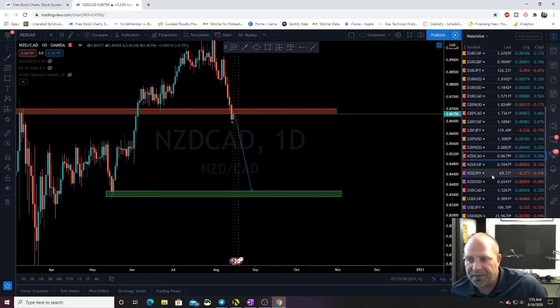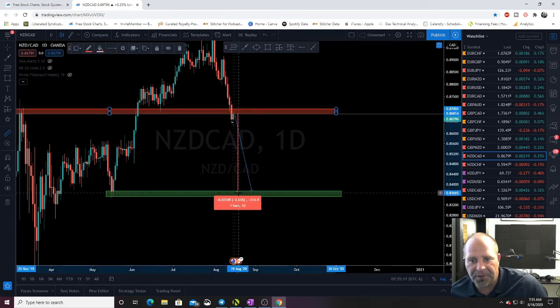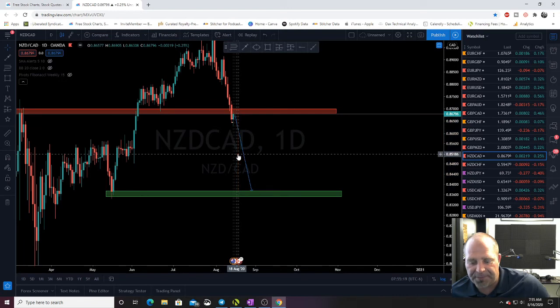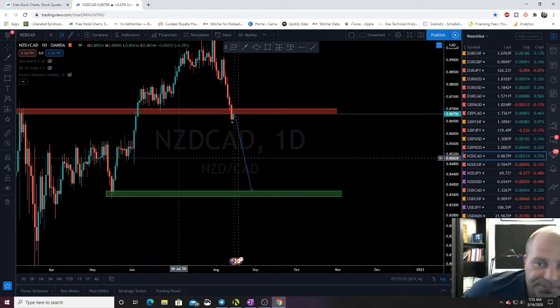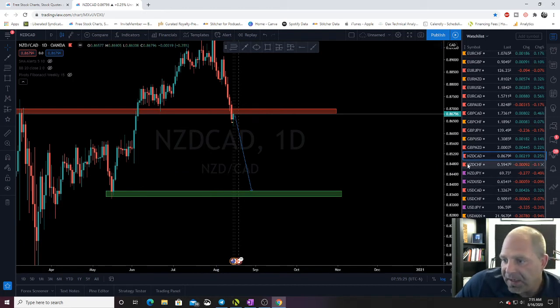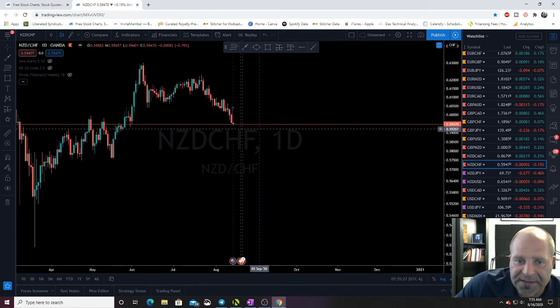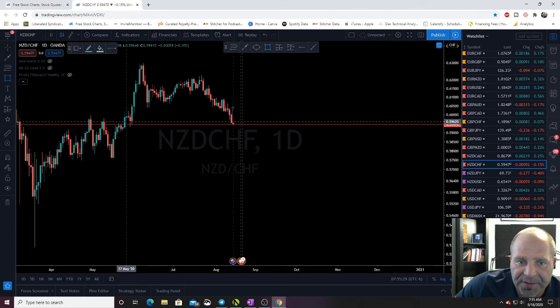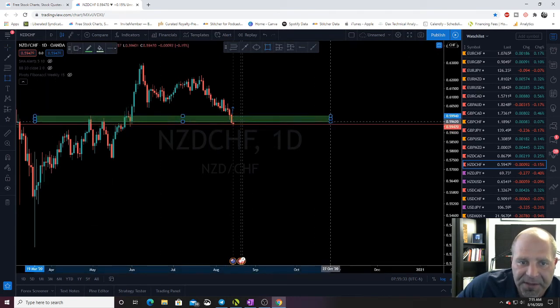Not straight line. It's going to try to shake you off. But, man, this is not a bad trade. Let's see. If you get in right here, and we do go there, it's 316 pips. Not bad. Not bad at all. NZD Swiss franc, kind of the same thing. You can see right where we're at is the former resistance.